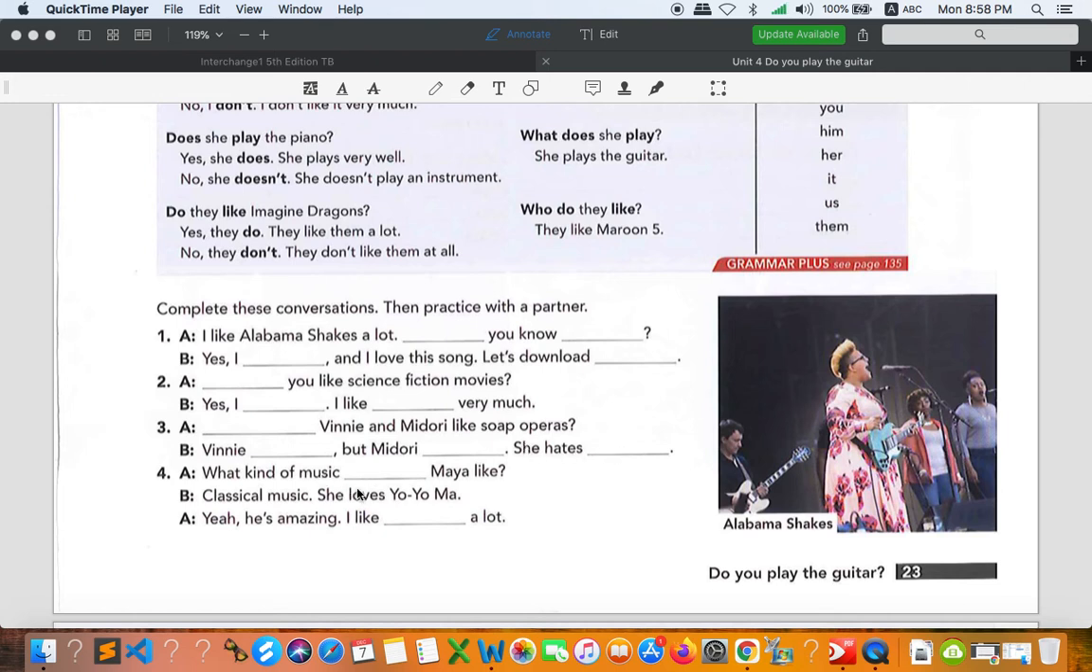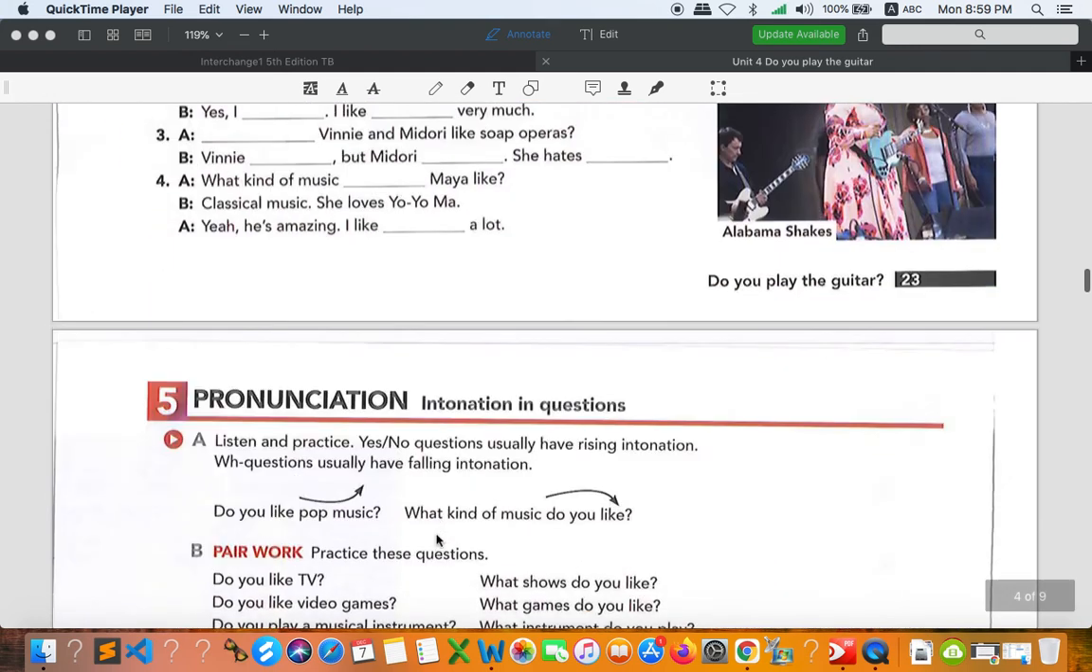Okay. What kind of music does Maya like? Classical music. She loves Yo-Yo Ma, and yeah, he's amazing. And the last answer is I like him a lot. Okay, so that's it for this activity. So let's move on to the next.